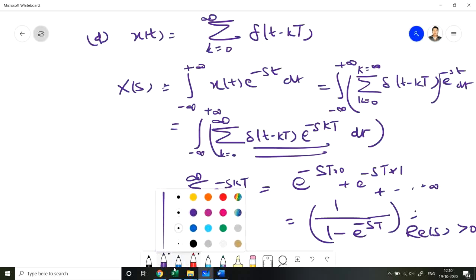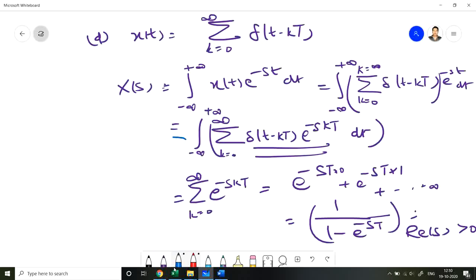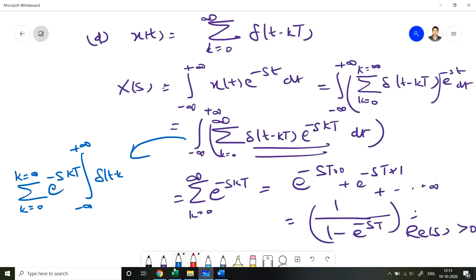Basically, some problem you may face about the solution of this. So basically we can write it as summation k equals 0 to infinity e raised to the power minus skT. We can put all these terms outside the integral, so it is minus infinity to plus infinity δ(t minus kT) dt. Now if we analyze this integral, then it is nothing but 1. The area of a unit impulse is always equal to 1.